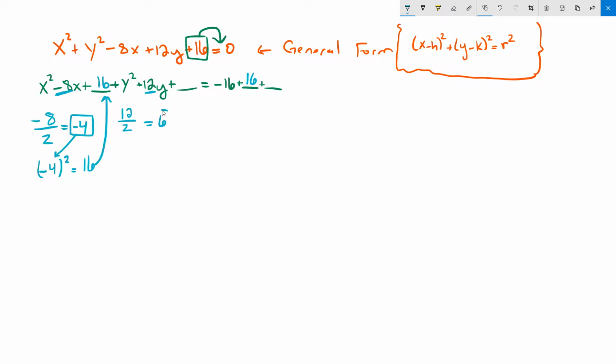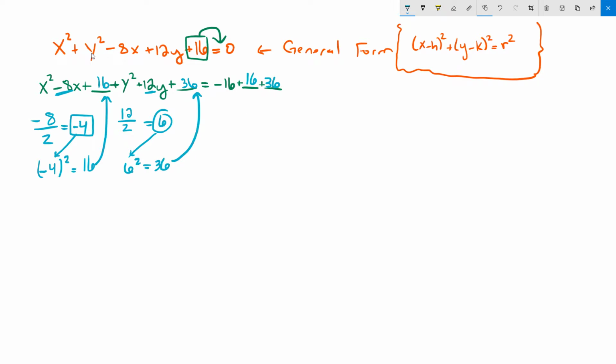Okay. Then we're going to take this 6 and square it. So 6 squared equals 36, right? And then we're going to take that value and stick it right there as well. And remember, what we do to one side of the equation, we must also do to the other side. So we're going to put a 36 right there as well, okay?